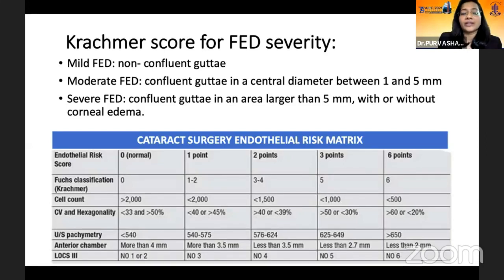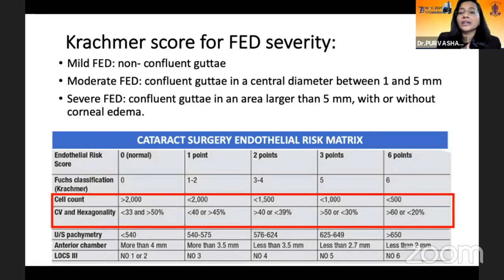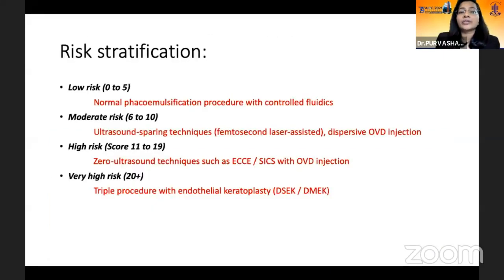And based on that, we also have cataract surgery endothelial risk matrices, which have been designed. And they also depend upon the specular counts and basically the coefficient of variation and hexagonality. So based on all these, we can actually stratify the risks before cataract surgery. We can find out which type of cataract surgery would be more suitable, a regular phaco or a femtosecond-assisted one, or an SICS or an ECCE, or whether it should be combined with an EK procedure or not, maybe a DSEK or a DMEK.